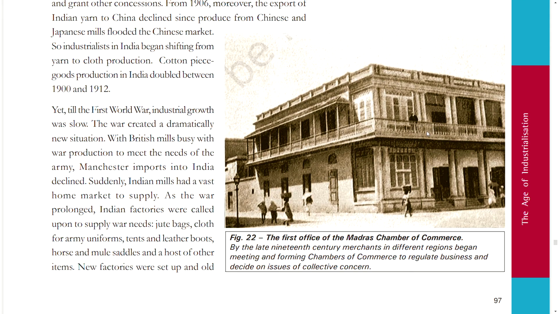Figure: the first office of the Madras Chamber of Commerce. By the late 19th century, merchants in different regions began meeting and forming chambers of commerce to regulate business and decide on issues of collective concern.